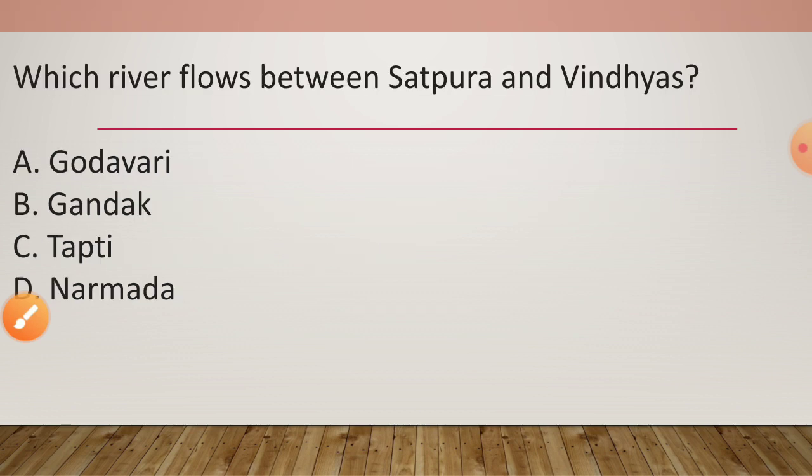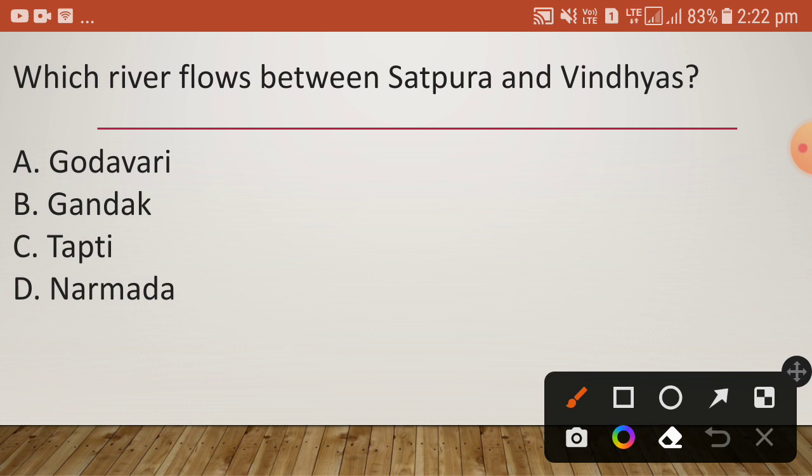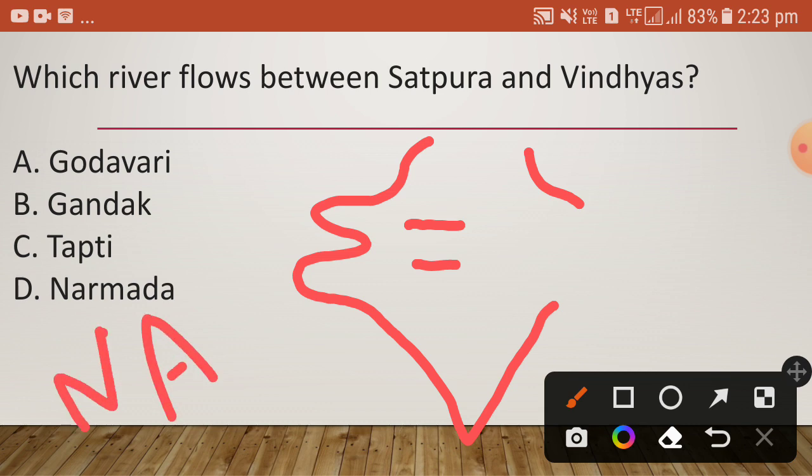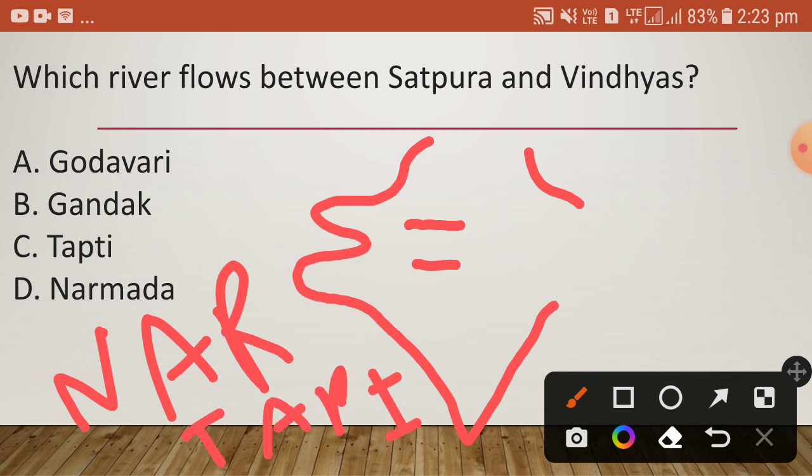Which river flows between Satpura and Vindhya ranges? So if you take the part of Gujarat, so there is Satpura, Vindhya and Satpura. There are two important rivers, that is Narmada and Tapi, which flow between these mountains, and it is westward flowing. So remember this also. It goes into Arabian Sea, not towards the Bay of Bengal. So I want the exact location of these two rivers, Narmada and Tapi.